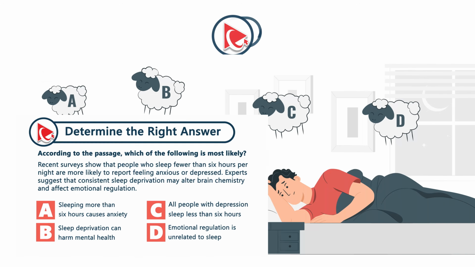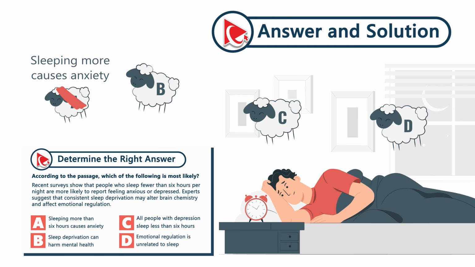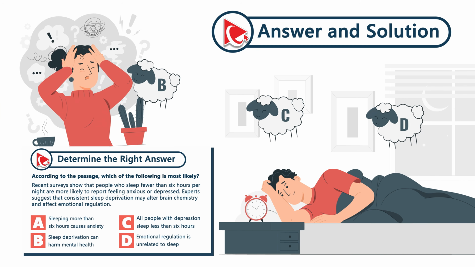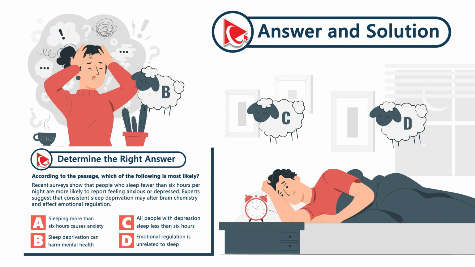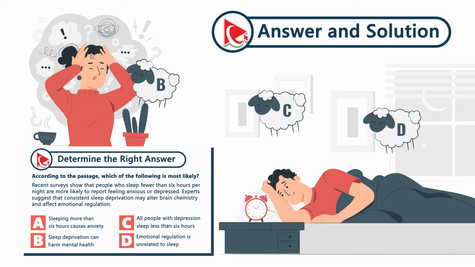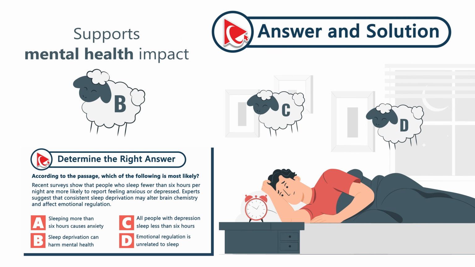To get to the answer, let's work through this logically. This passage does not say sleeping more causes anxiety, so A is out. It says people who sleep less tend to report anxiety and depression, and that sleep loss might alter brain chemistry and emotional control. That supports mental health impact, making B strong.